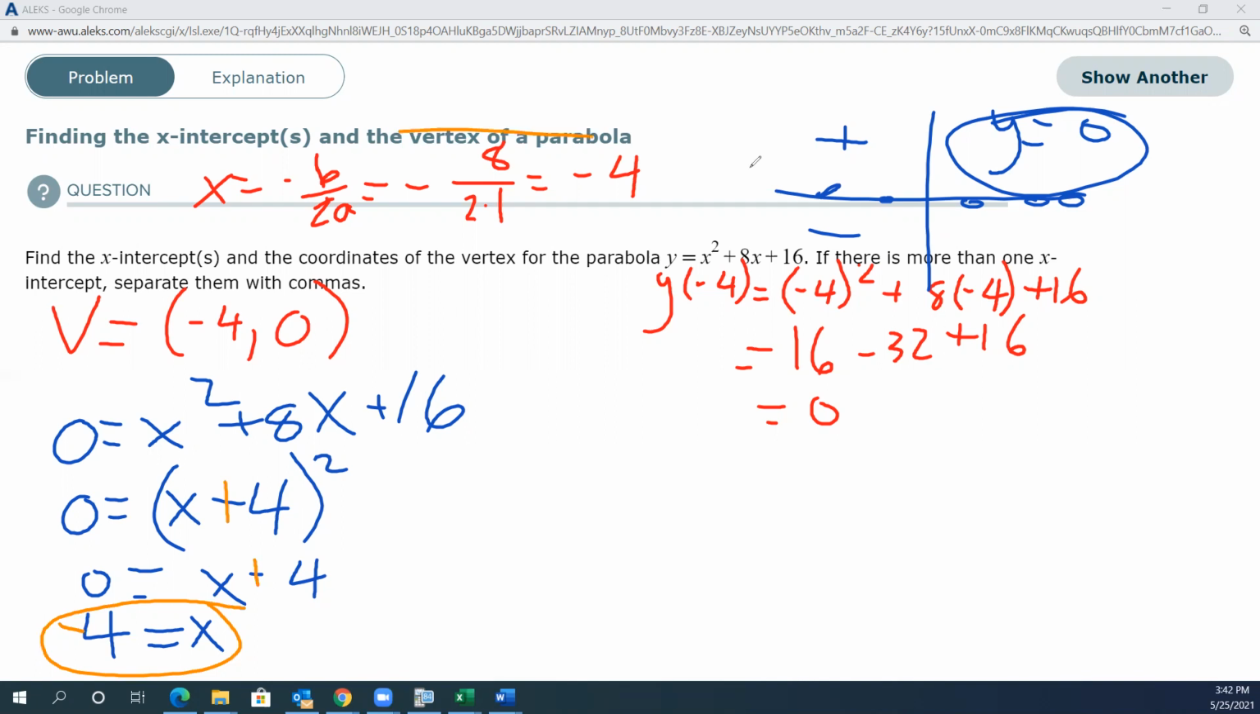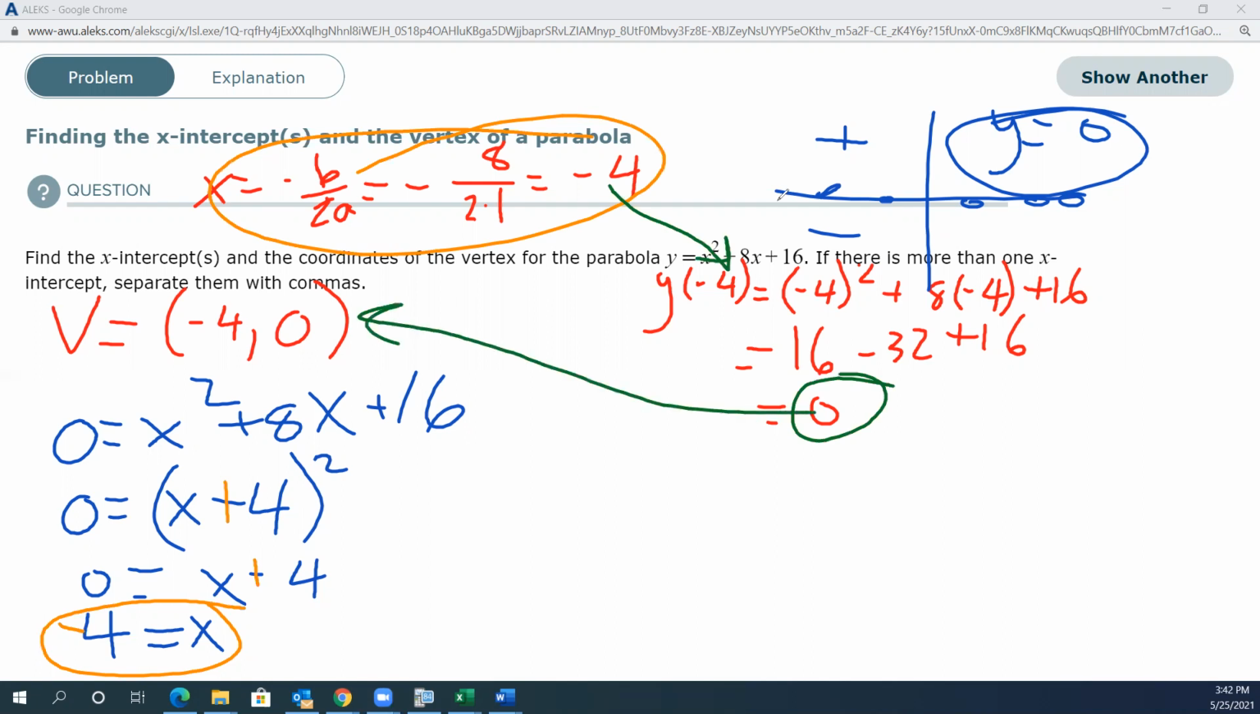Okay, so here's how to get the x coordinate of the vertex, and then once you have that, you plug that number in for x to get the corresponding y coordinate, and then boom, you got your vertex. To get the x-intercepts: they are on the x-axis where y is 0. So replace y with 0 and then solve.